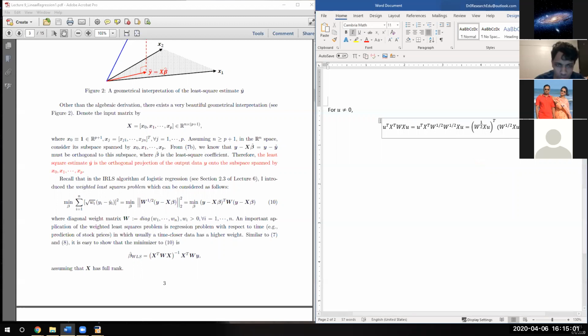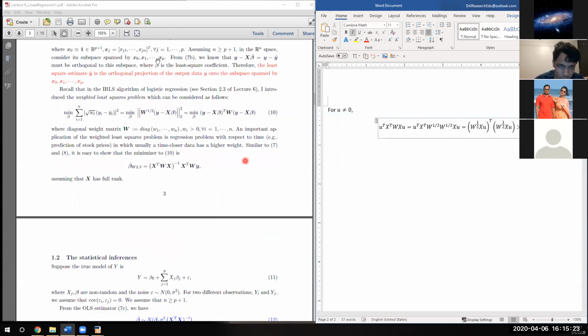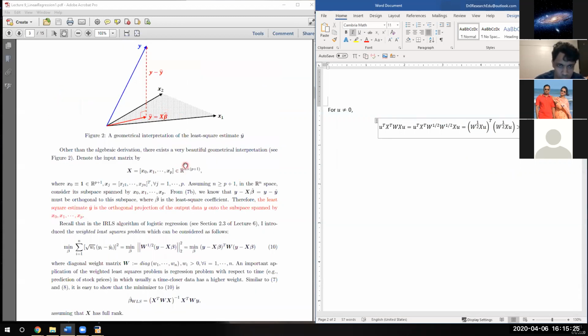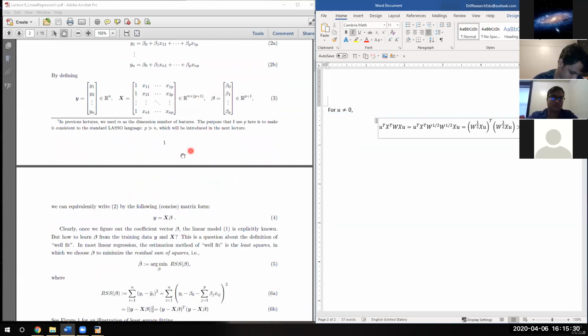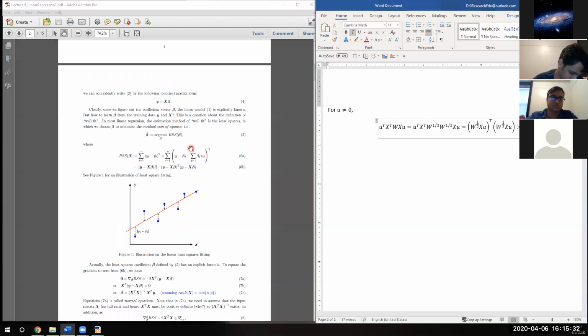Okay, and this is clearly greater than 0. Why? Because u is not 0, and also because X is full rank, and W is a diagonal matrix with all positive entries. Okay, so this shows you that the inverse matrix exists. So this solution has no problem. So these are some very basic things, mostly the motivation of the model and also the OLS solution. Any questions?